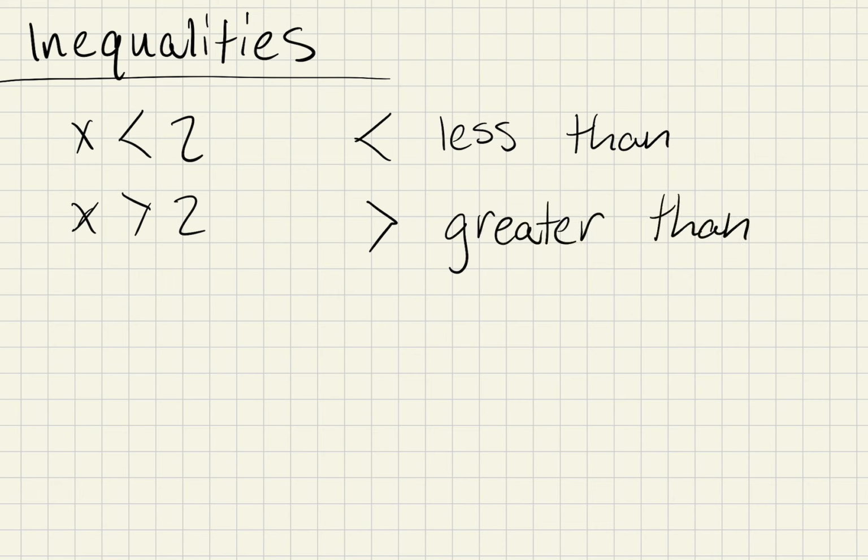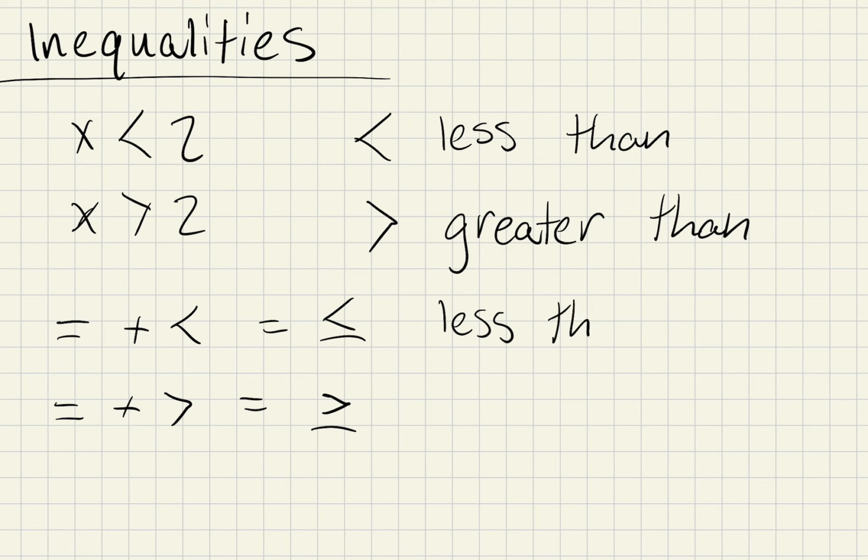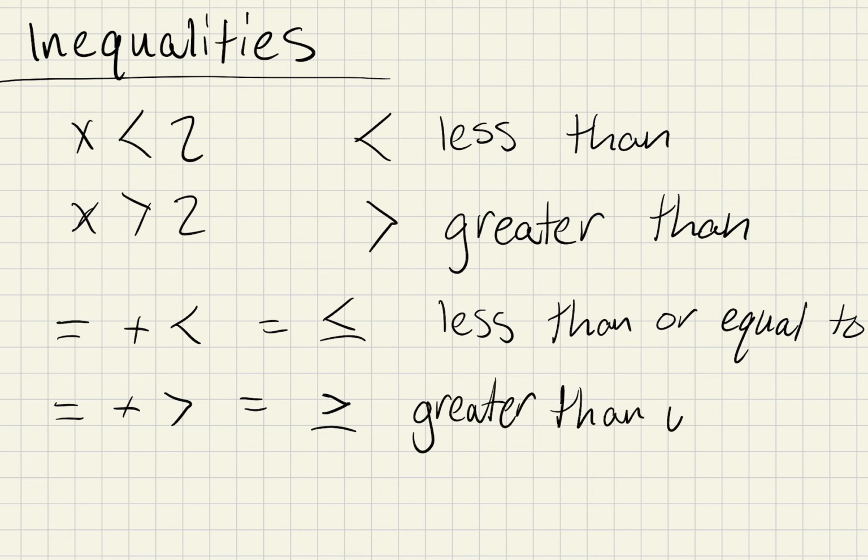Now we can combine our equals sign and one of these 2 symbols as well. And what that looks like is this. So we have our symbol and then a line beneath it. And this means that it's also allowed to be equal to that number. So this is less than or equal to, and this is greater than or equal to.